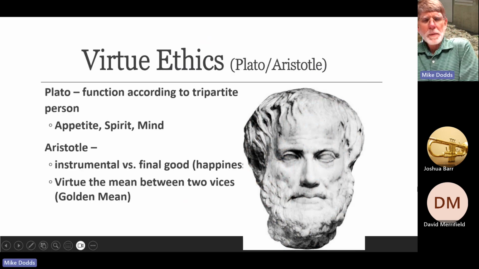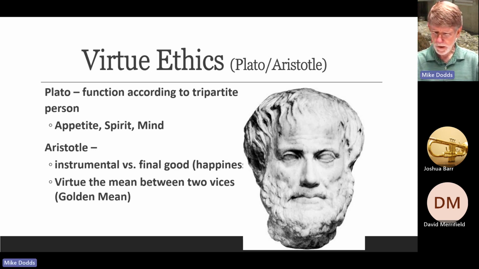Next, virtue ethics: Plato, Aristotle, and a number of others. Plato, the function according to a tripart person: appetite, spirit, and mind. Aristotle, instrumental versus final good, happiness. Virtue as the mean between two vices, the golden mean.